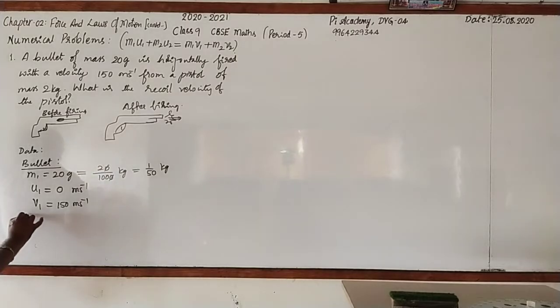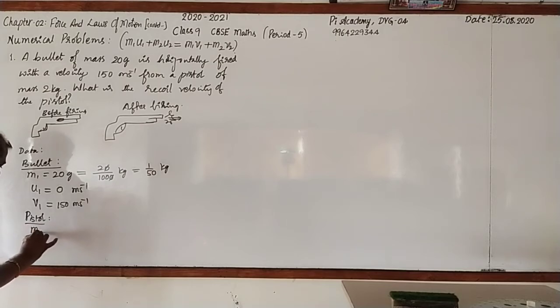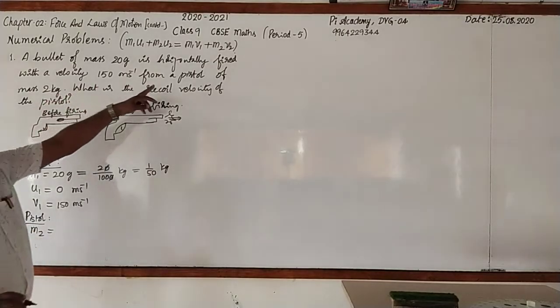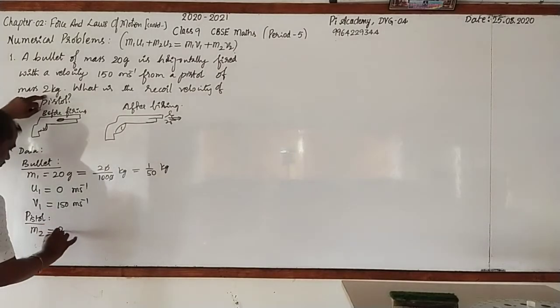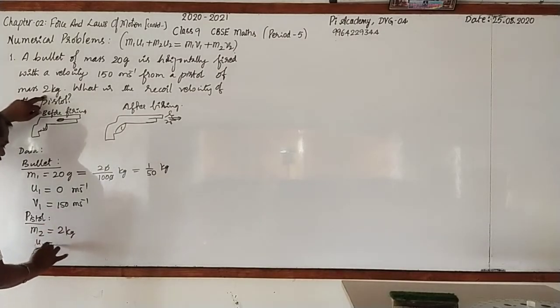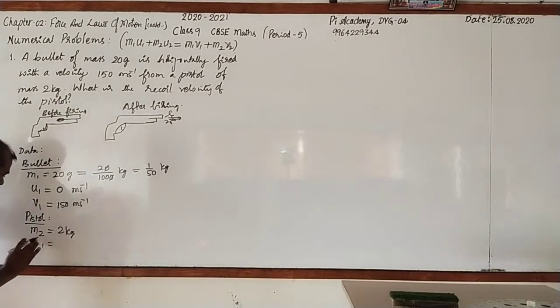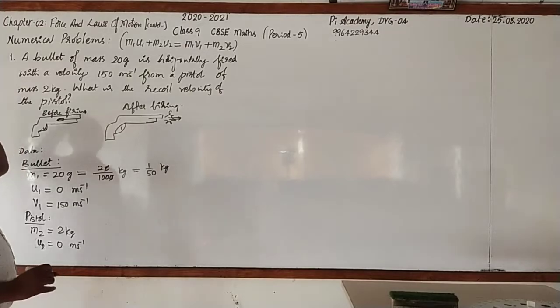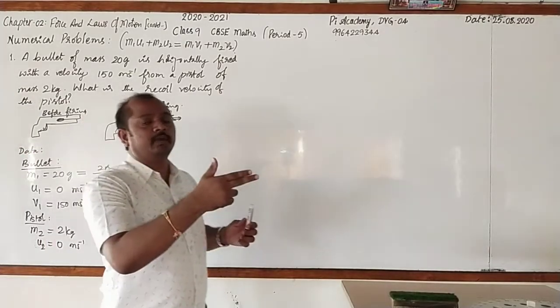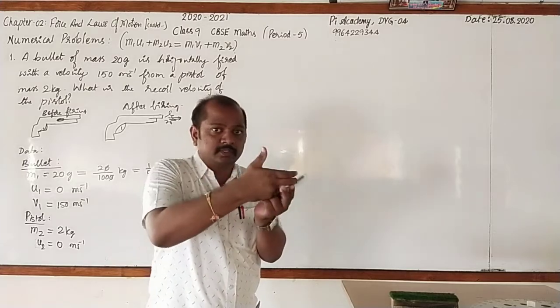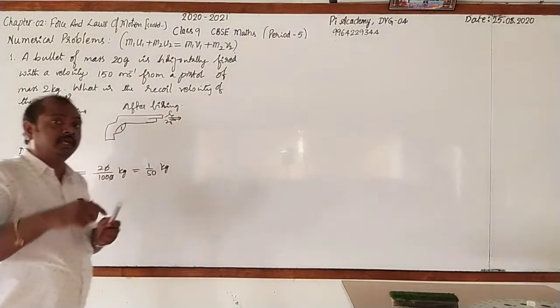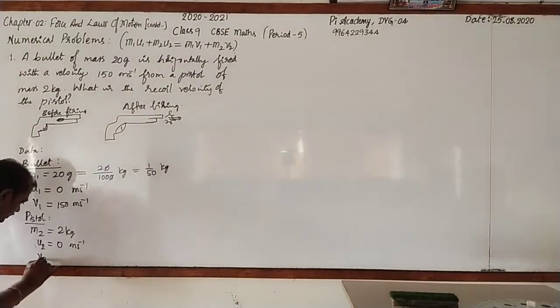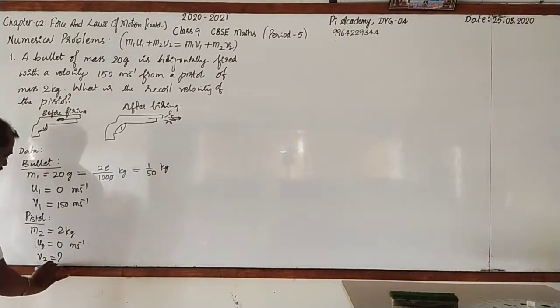Next, with respect to the pistol, let us take its mass as m2. How much? From a pistol of mass 2 kg. Its initial velocity before firing, that is u2, is 0 meter per second. Then you are going to find out the required velocity of the pistol. Obviously, when the bullet is fired from the pistol, the pistol recoils. It comes backward. We have to find out that velocity. Recoil velocity of the pistol is v2. It is unknown.